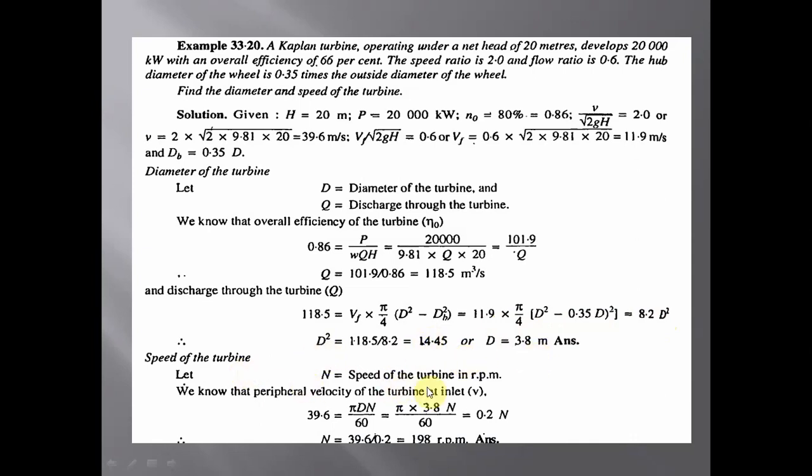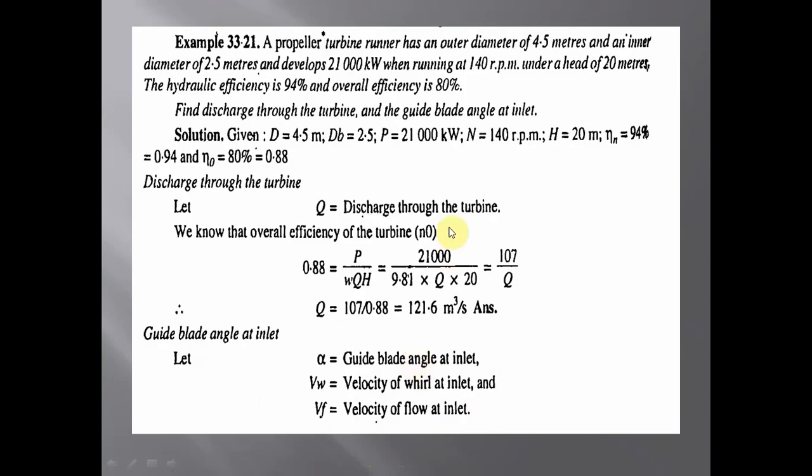Let N is equal to speed of the turbine in RPM. Therefore, we also know that velocity of turbine at inlet V equal to 39.6 is equal to pi D N upon 60, that is 3.8 into pi N by 60, that is equal to 0.2 N. Therefore, N is equal to 39.6 divided by 0.2, that is 198 rotations per minute. Okay.